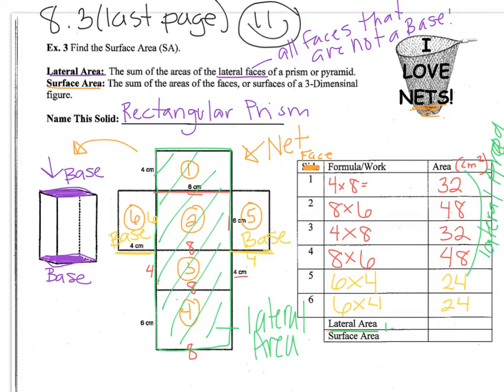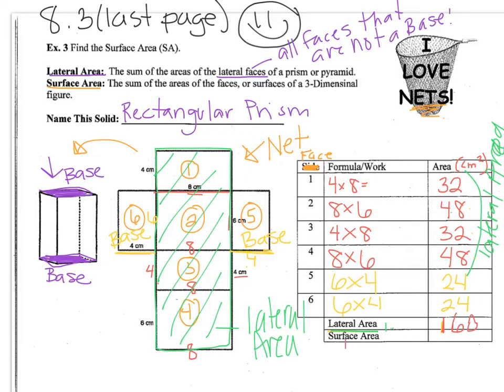Alright, so the lateral area is what we shaded in with the green, and that was all the faces but the base. So I need to add 32 plus 48 plus 32 plus 48. When I do that, I should be in the same color, so in red, 160. 160 centimeters squared is our lateral area.